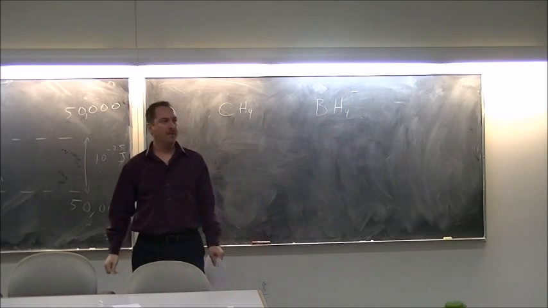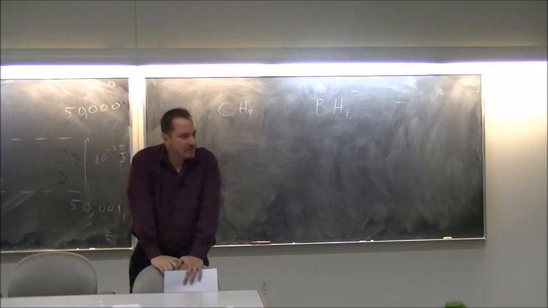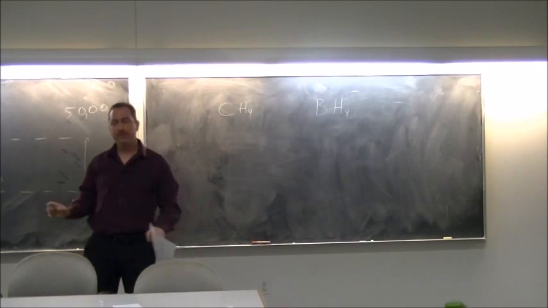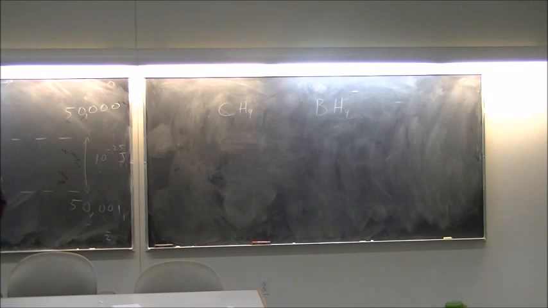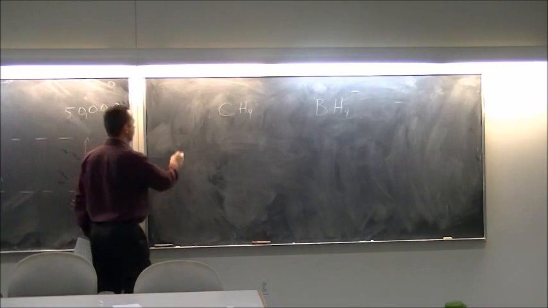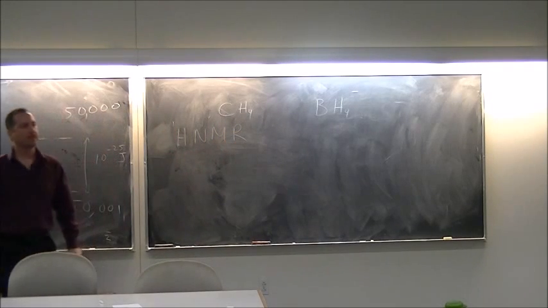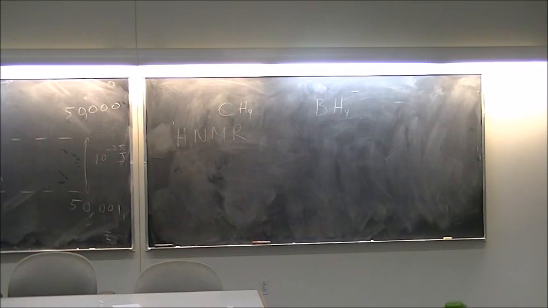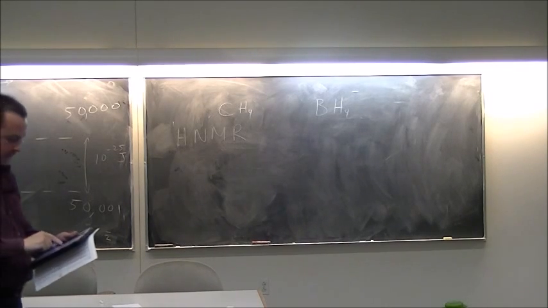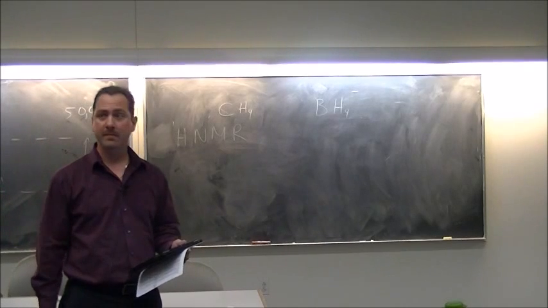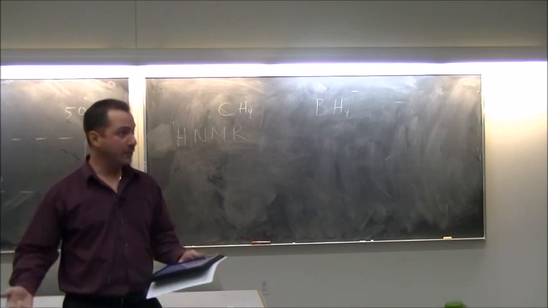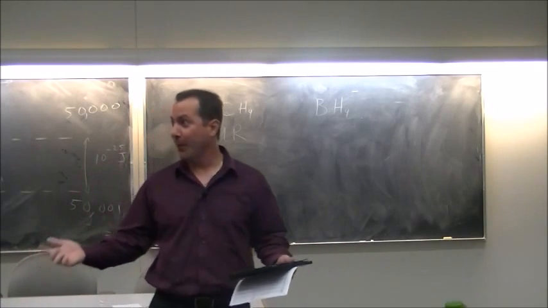How many peaks will I have for BH4? First of all, what range are we in? Are we looking at the boron or are we looking at the hydrogen? Excellent question. Okay. Proton NMR. Well, at least one. At least one, right?